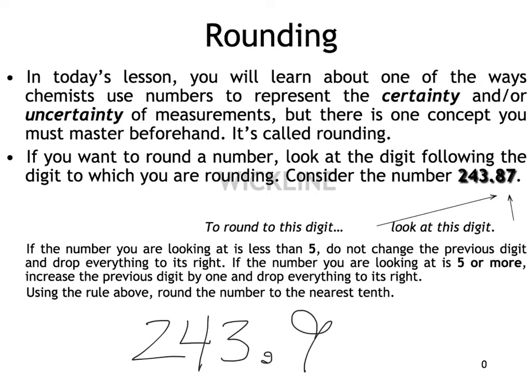Now, we're going to be talking about certainty and uncertainty today, which is why I'm bringing this up right now. Certainty and uncertainty are basically concepts that reflect themselves in the number of digits that you see in a number. So the more digits that you see, the more certain we are about that, as long as we're following the rules that I'm going to talk to you about in a few slides.